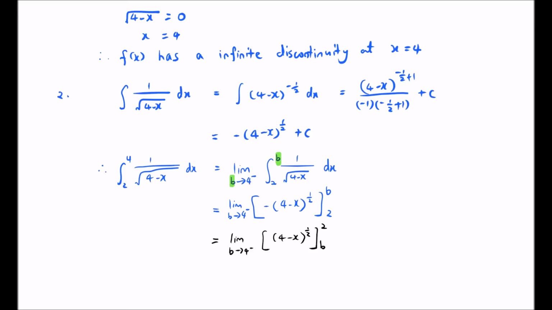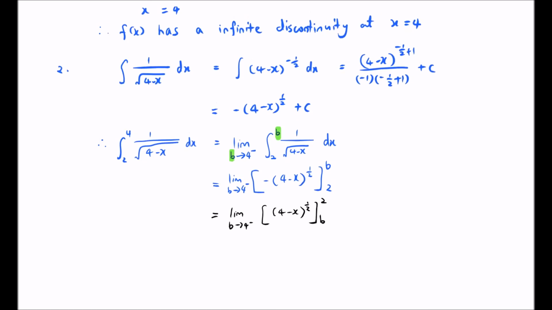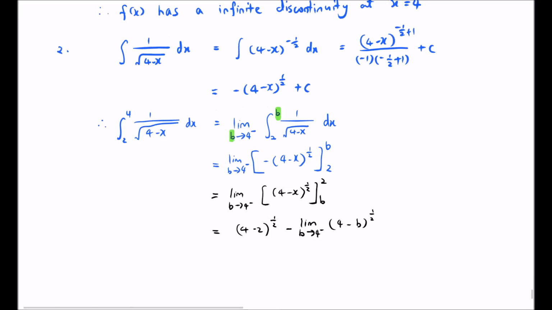Once the negative sign is removed by swapping the limits, now you use 4 minus 2 to the half, minus the limit as b approaches 4 minus of bracket 4 minus b to the half. Of course this is square root 2. Now this one will become 0, because 4 minus 4 is 0. So the answer is square root 2.